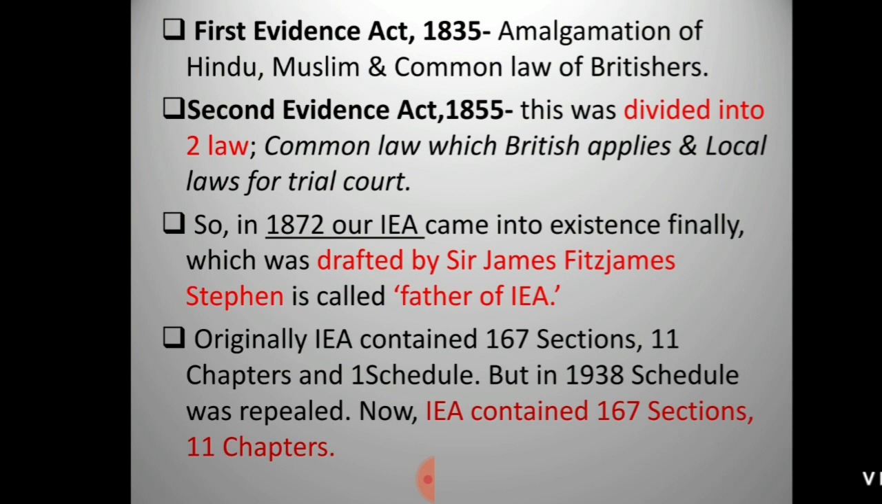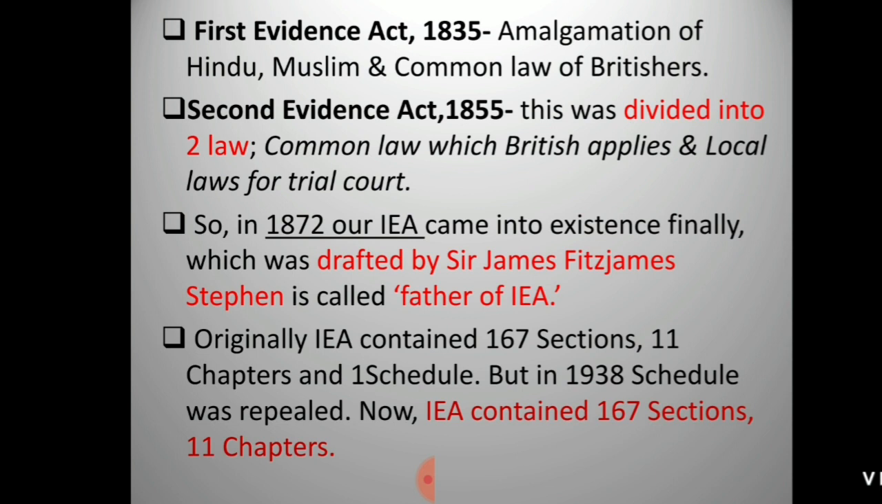Earlier, there used to be a common law which applied to Britishers, because Britishers were not aware of the personal laws such as Hindu or Muslim law, which were earlier prevailing in our country. So they amalgamated them. Earlier they were separate laws: for Muslims there was Muslim law, for Hindus there was Hindu law, and when Britishers came, they made their own common law. But for convenience in criminal law, they needed an Evidence Act. So the First Evidence Act was the amalgamation, combining Hindu, Muslim and the Britishers' common law into one act, which is known as the First Evidence Act of 1835.